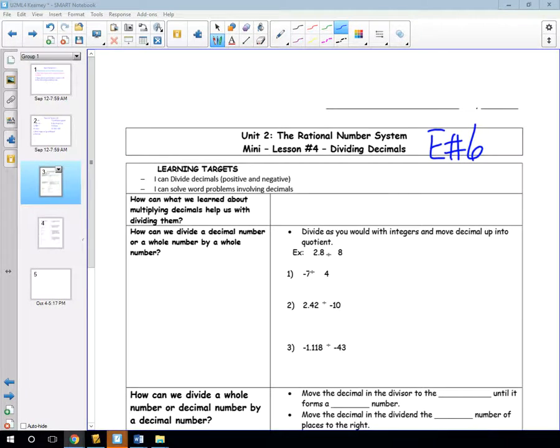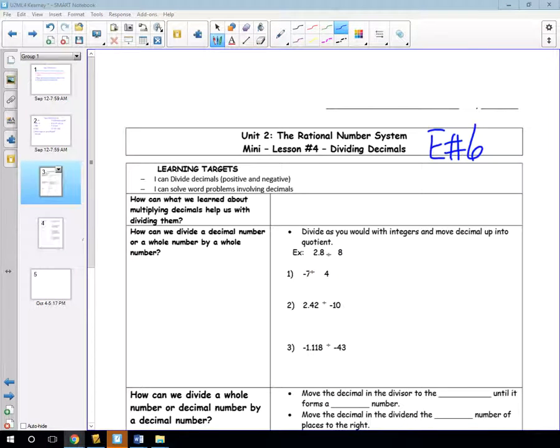And what we're going to be doing today, if we look at our learning targets, is dividing decimals. And this is nothing new to you guys. You did this in 6th grade, dividing decimals. The only thing that's going to be different is now we're adding positives and negatives. Okay? So if we look at our first essential question, how can what we learned about multiplying decimals help us with dividing them? So what do you think that is?